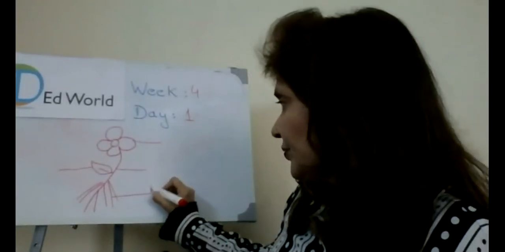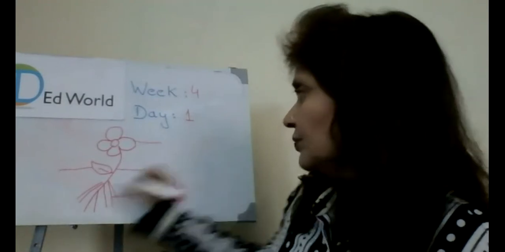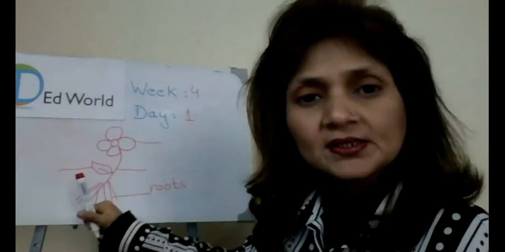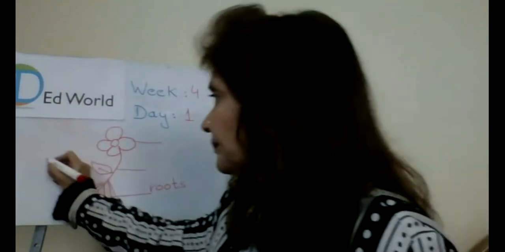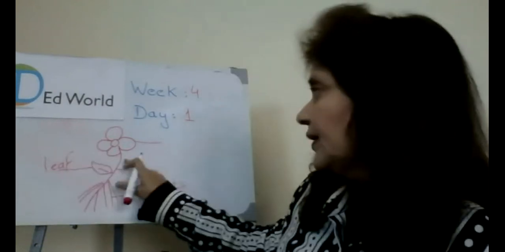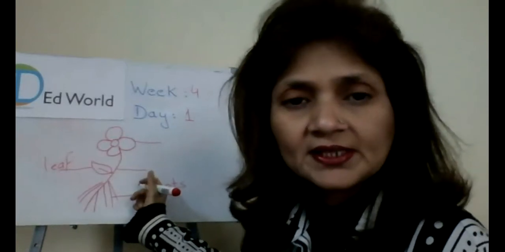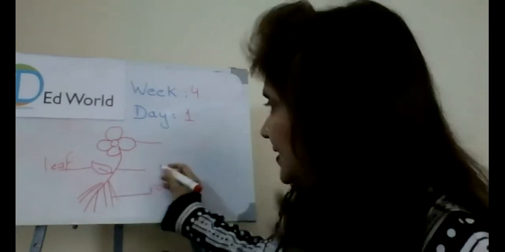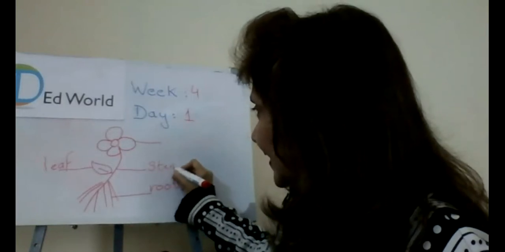It's root. Wow, great. These are the roots. Okay. Now, what about this? What do you call this part of a plant? It's a leaf. Correct. Now, what about this tiny stick, which is always there? What do you call it? It's a stem. Correct. All right.